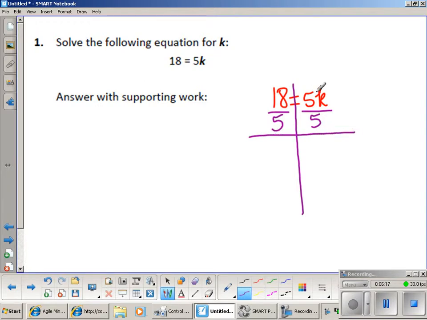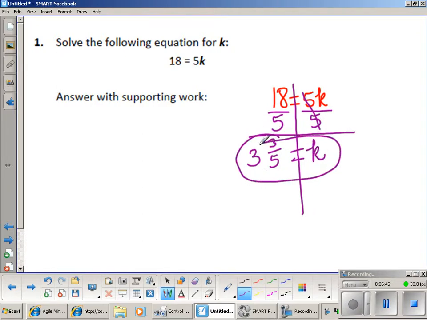Let's figure out what we've got left here. Well, 18 divided by 5. I'm not going to get just a whole number. I know 5 will go into 18 evenly 3 times, because 5 times 3 is 15. That gives me 3 left over, so that's 3 3/5. Don't be afraid of that fraction. I like fractions. 5 over 5 simplifies to 1. And there's my answer, guys. 3 3/5 is equal to k.